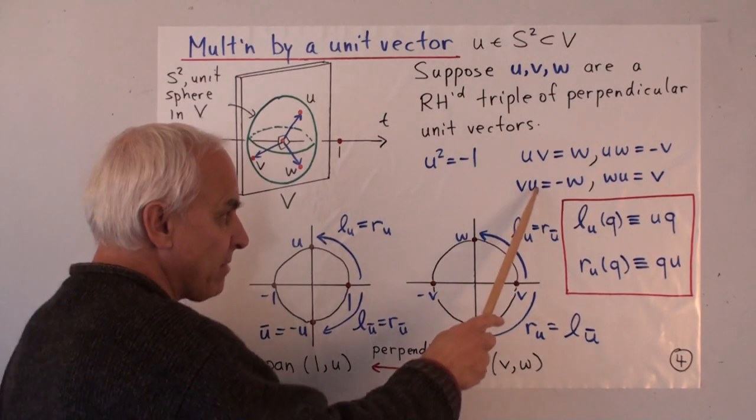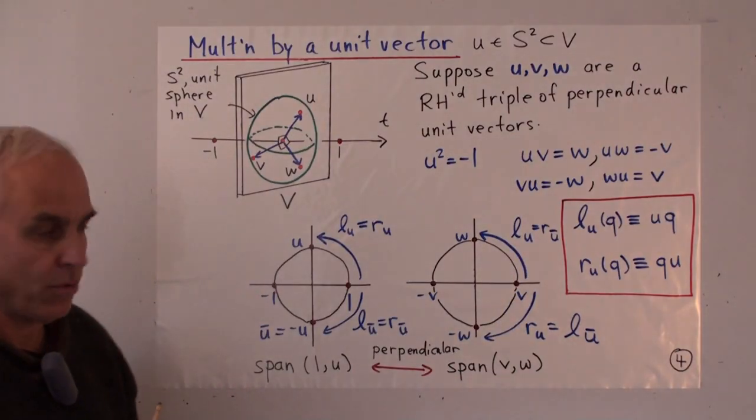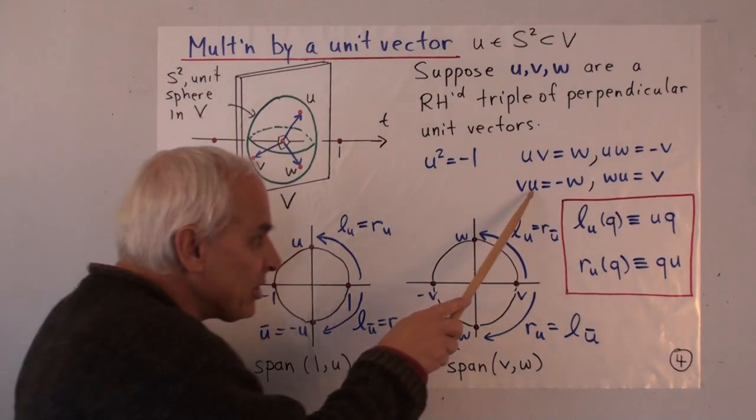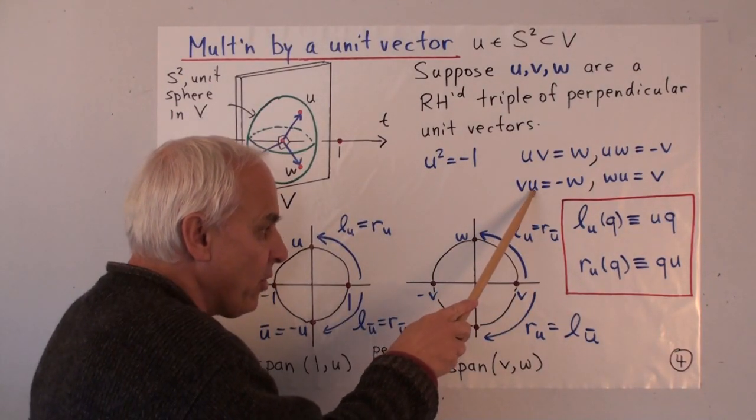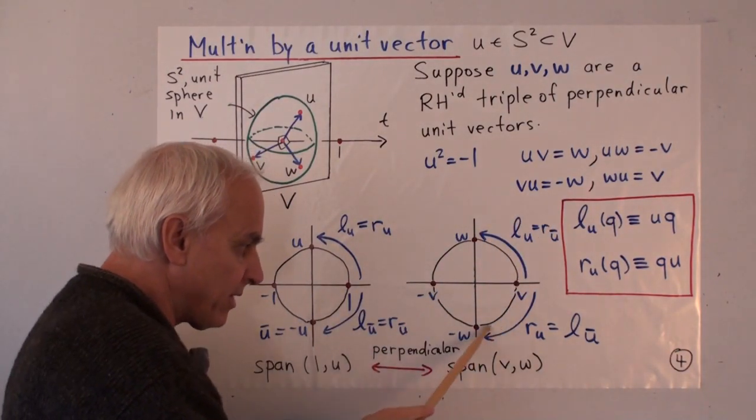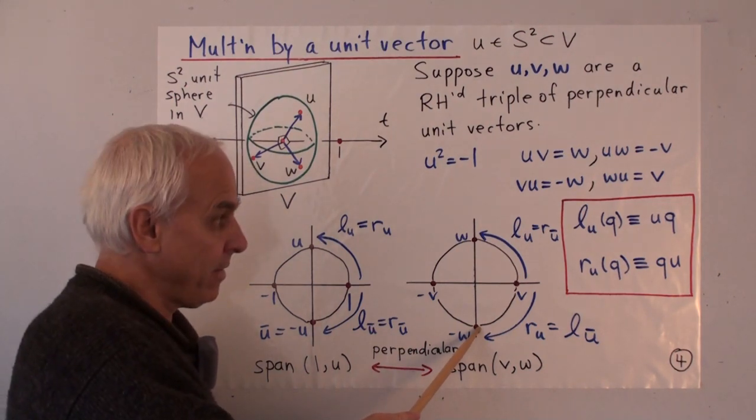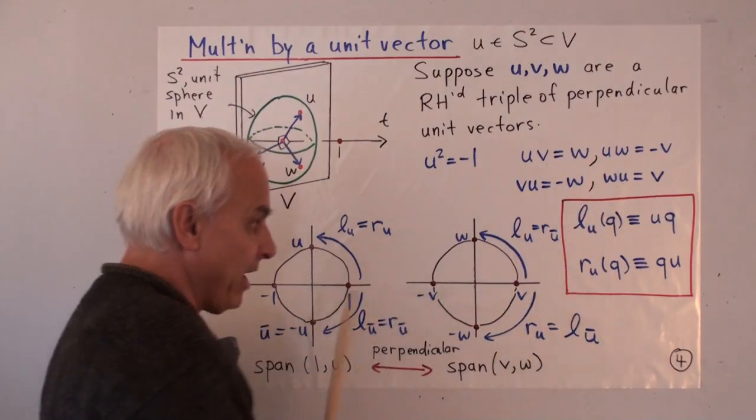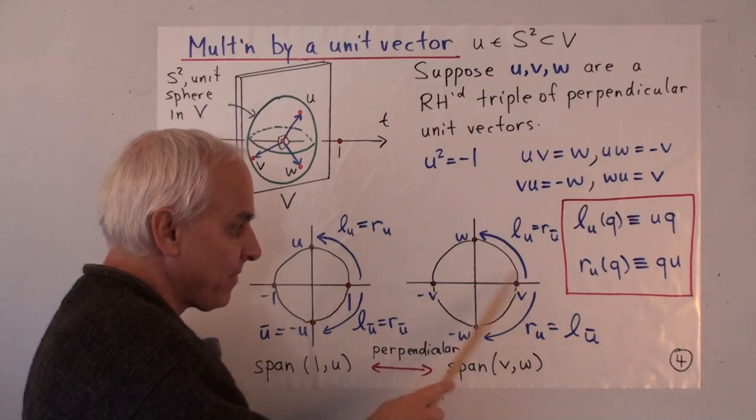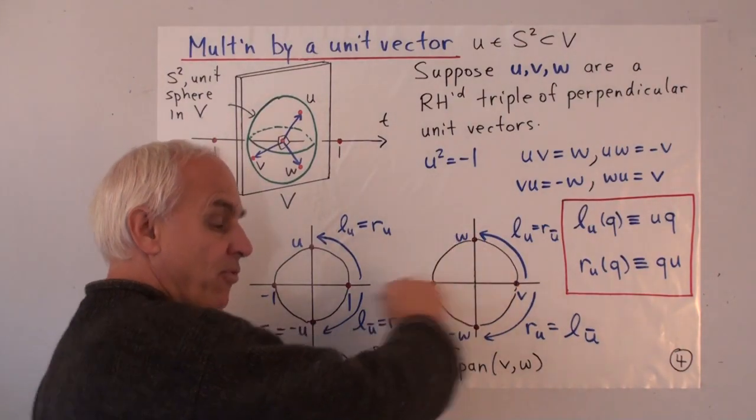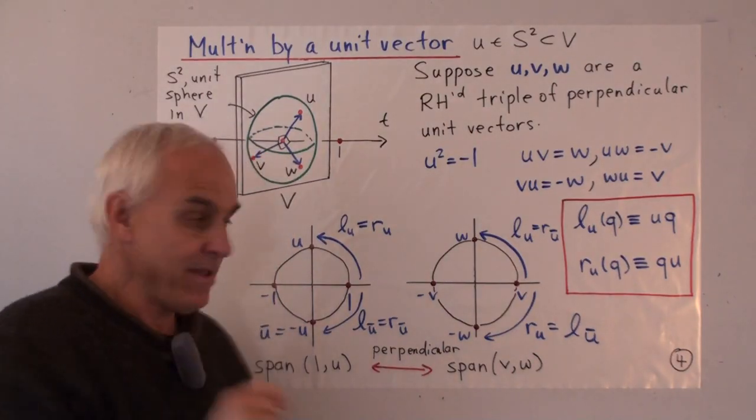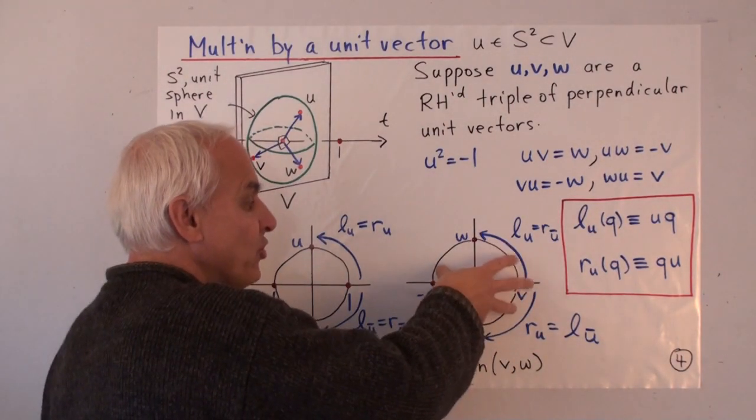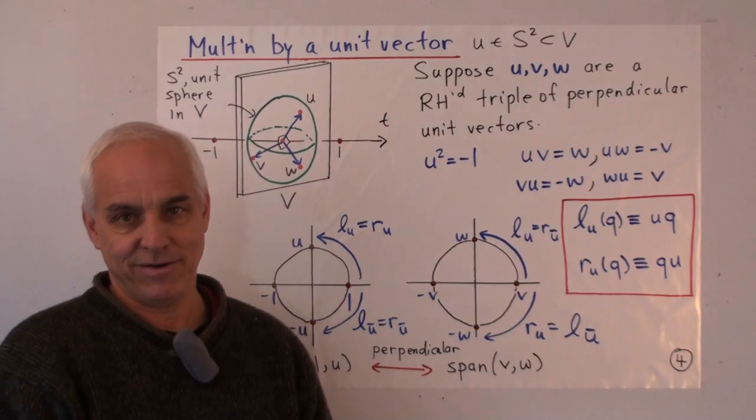What about right multiplication by u? Well, when we multiply v on the right by u, we get minus w. And when we multiply w on the right by u, we get v. So the effect of multiplying on the right by u is a quarter turn in the negative direction.